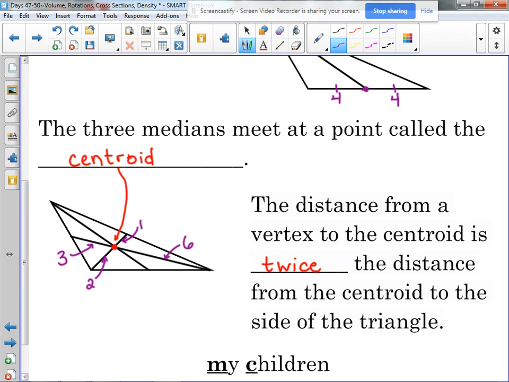And then let's say that this piece is, let's go with 2. It's about the same length. So if that's 2, then the longer piece of the median up here is 4.